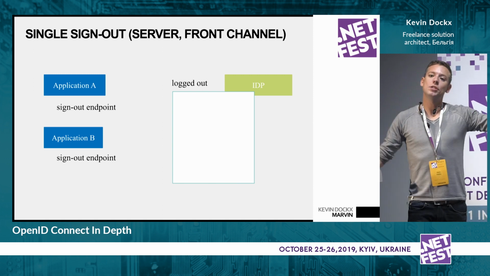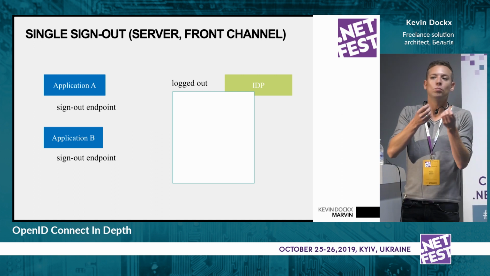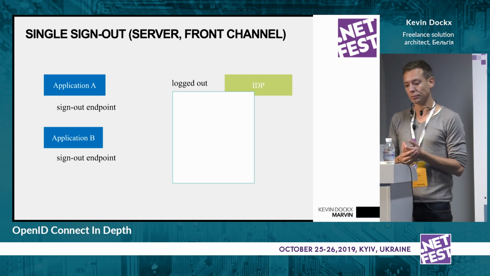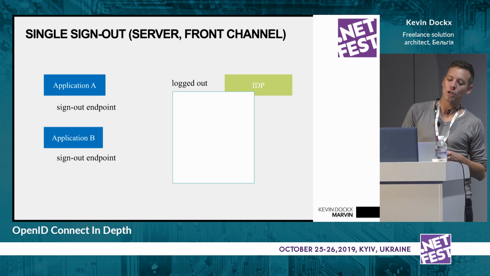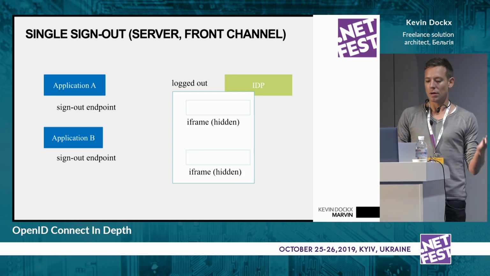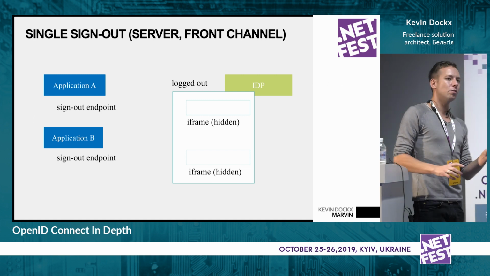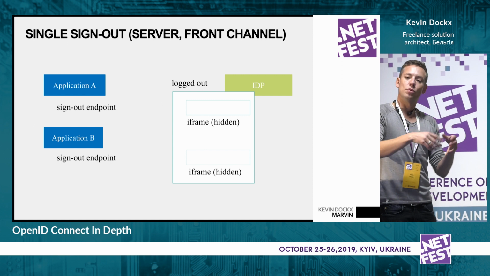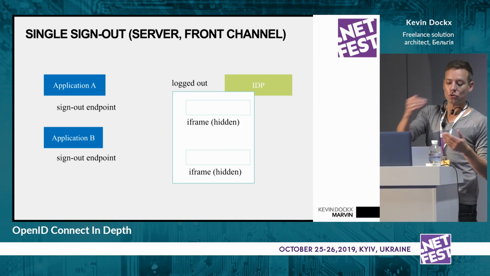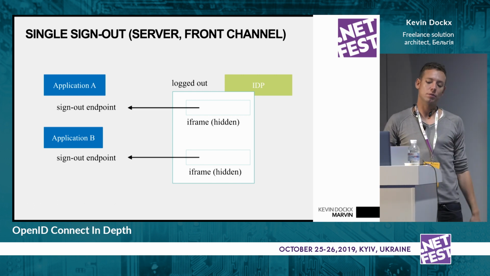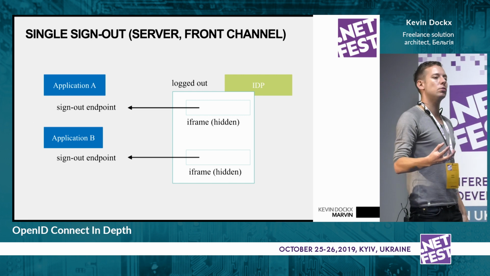And both applications need a sign-out endpoint. So at the level of your applications, you need to provide a custom endpoint. Once one application logs out, the identity provider cookie is cleared, and the identity provider will load a page with a bunch of iframes in there. And in those iframes, those sign-out endpoints will be called. And at the level of those sign-out endpoints, your application can sign itself out.